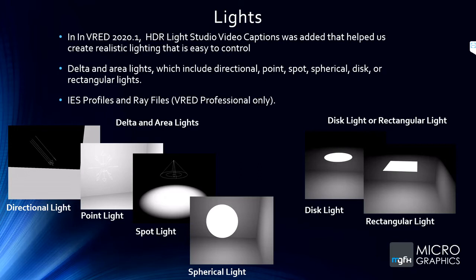These are kind of like base lights, if you want to call it that. We've got our directional lighting, point lights, spotlights, spherical, and then also disc or rectangular if you want those. So those are delta area lights. Then we've also got our more technical lights, though this is in VRED Professional.